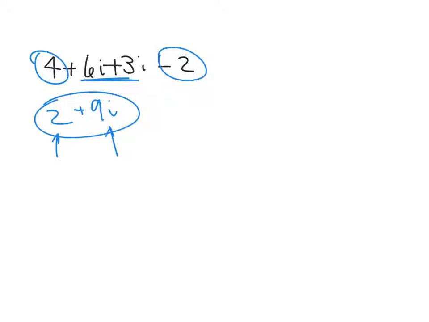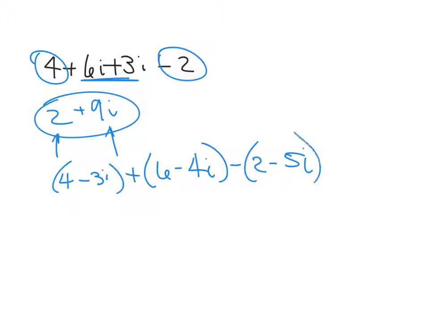Alright, so let's keep going. Example 51.4. We have 4 minus 3i plus 6 minus 4i minus 2 minus 5i. Alright, so remember parentheses. You can take off any parentheses as long as there's a plus sign in front of it. There's a minus sign here, so in order to take off the parentheses, we have to change the sign of everything inside that parenthesis.